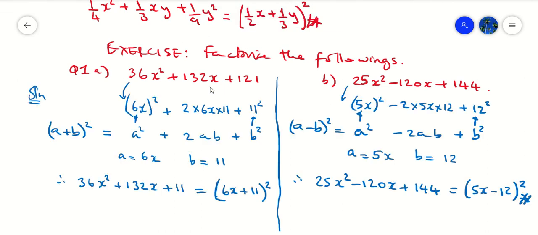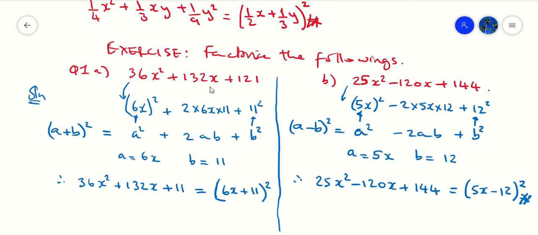Right, this is the solution for it. Part A, all I have done is just rewrite this into the form of (a plus b) whole square, where I got (6x) whole square plus 2 times 6x times 11. 121 is just 11 square. Then I compare with a square plus 2ab plus b square, where I find my a is 6x and my b is 11. Once I find a and b, just put them together.